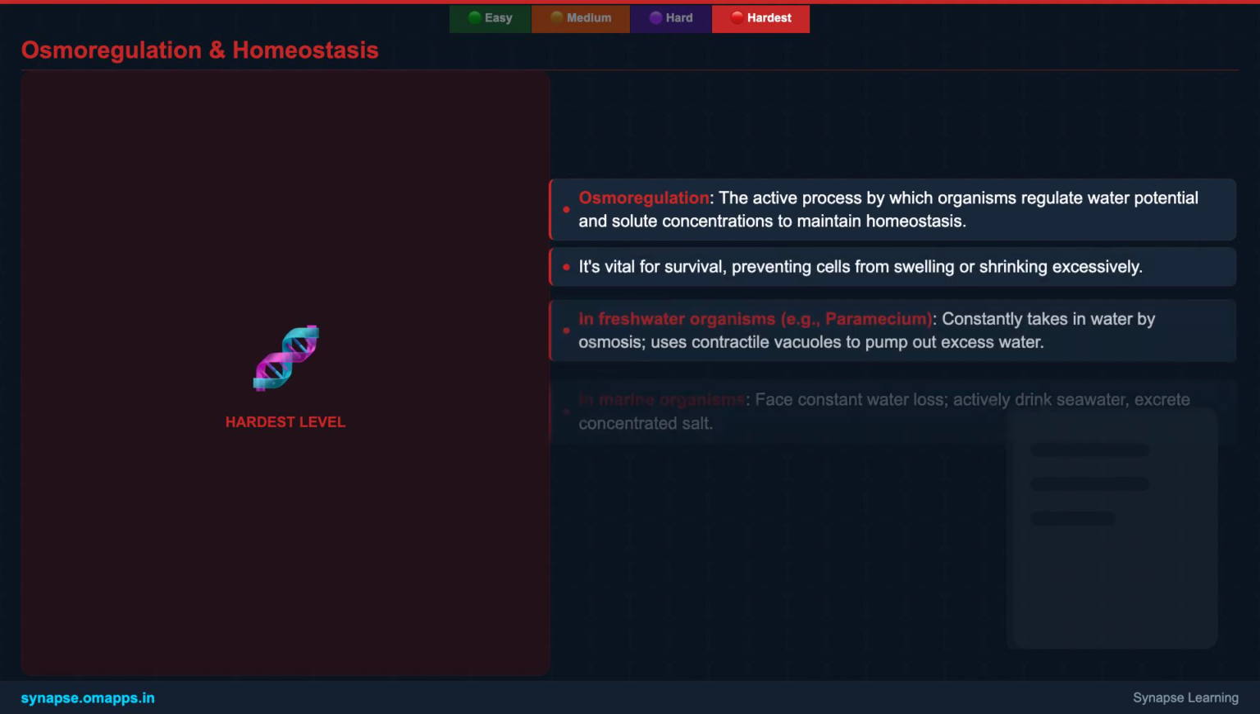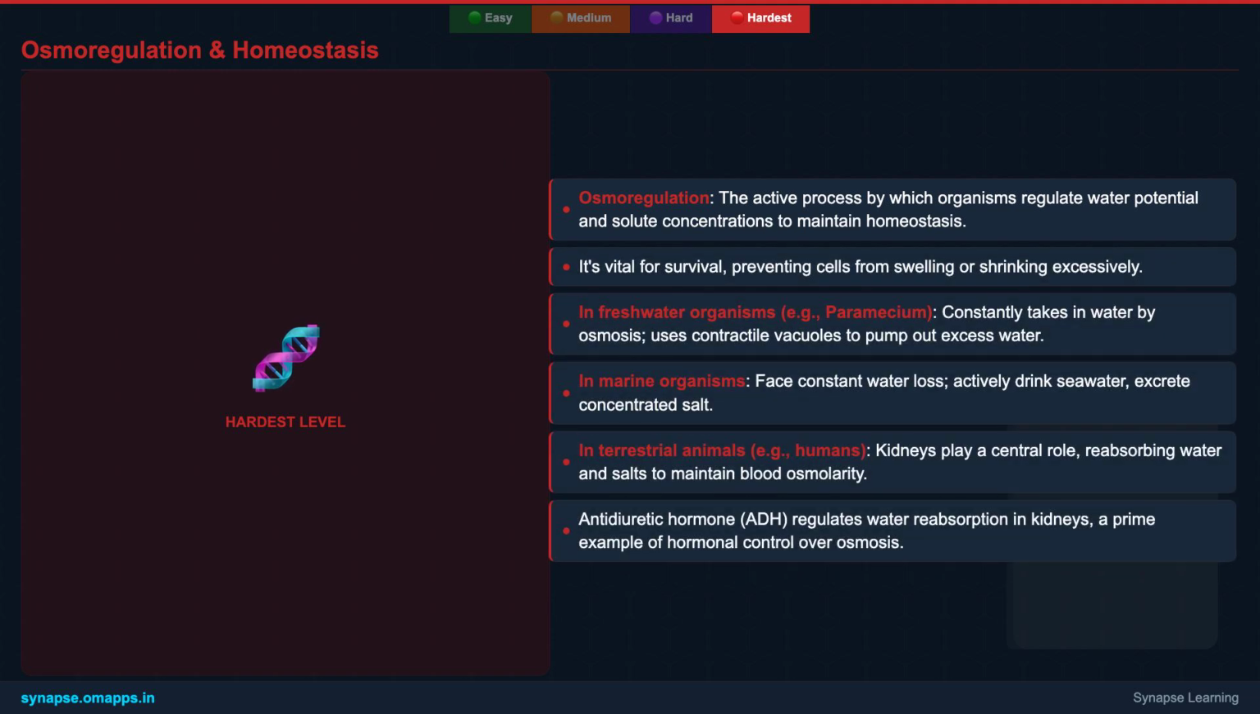Osmosis is a cornerstone of osmoregulation, the active process organisms use to maintain stable water potential and solute concentrations, crucial for overall homeostasis. In freshwater single-celled organisms like Paramecium, which constantly face water influx due to their hypotonic environment, contractile vacuoles actively pump out excess water to prevent bursting. Marine organisms, conversely, must combat water loss and often drink seawater, actively excreting excess salts.